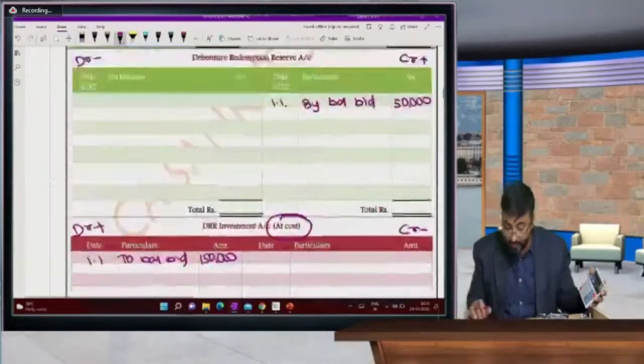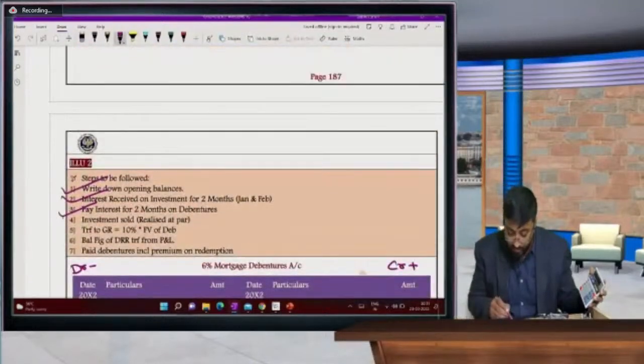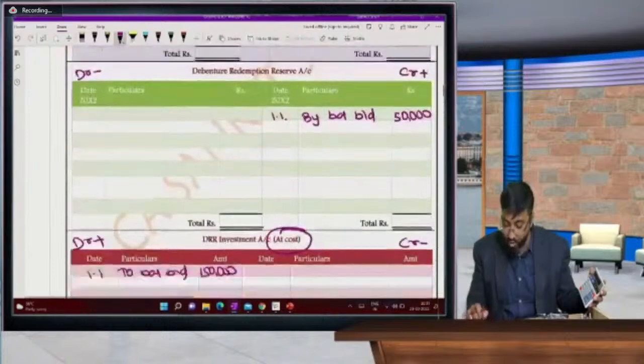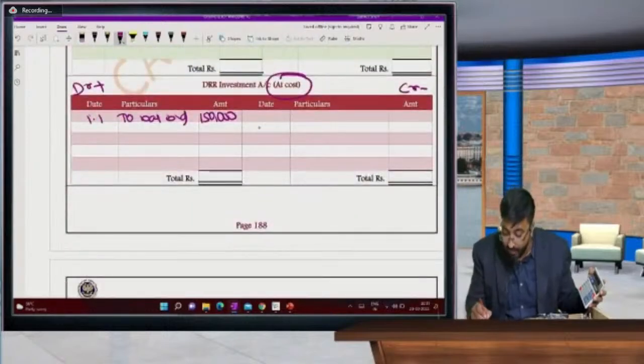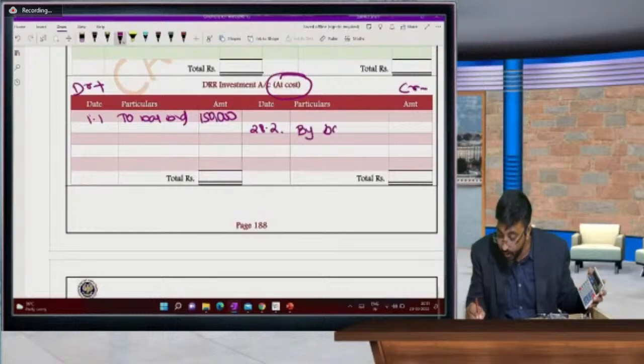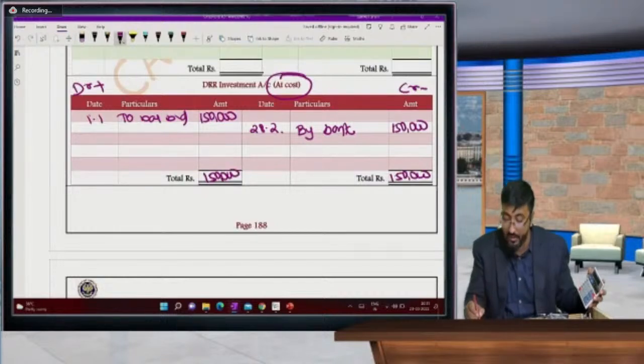Now paid interest. Now sold investment. So sold investment, beta, at par only. On 20th February, we sold investment by bank at 1,50,000. We sold at 1,50,000. So there is no profit, no loss, because cost is equal to face value here, par amount.